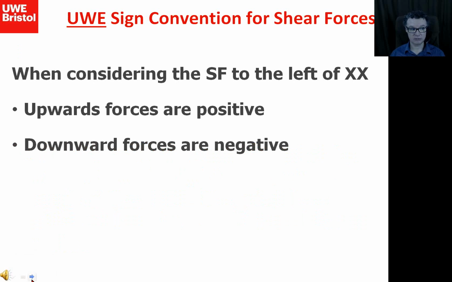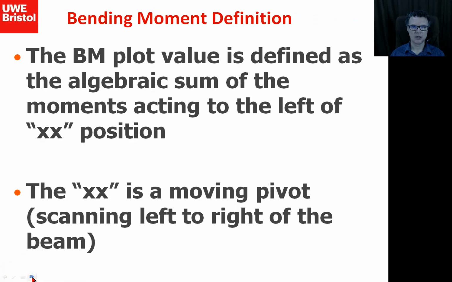The convention is that if a force is looking positive on my graph, I will be going up, and if the force is going down, I will go in a negative sense. The bending moment value is taken as the algebraic sum of moments acting to the left of the XX position, where the XX position is going to be treated as the pivot. So we're imagining that we've got a moving pivot going across the beam, and we're summing up our moments looking left of us.